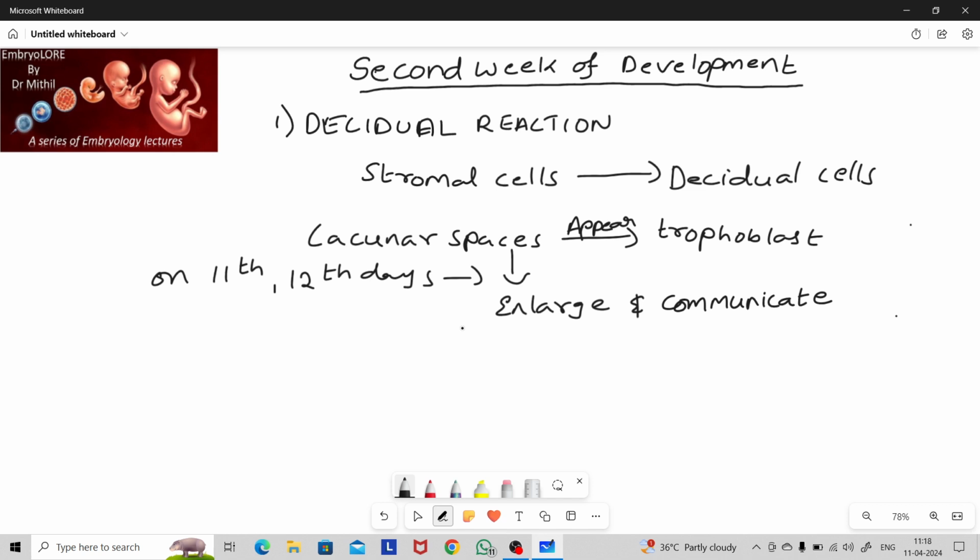Now what happens is that the trophoblast further forms finger-like projections into the columns, and they are called the villi. So there is a formation of a new structure called the villi. So what are villi? Villi are defined as the trophoblast forming finger-like projections into the columns. Now let me explain with the diagram.